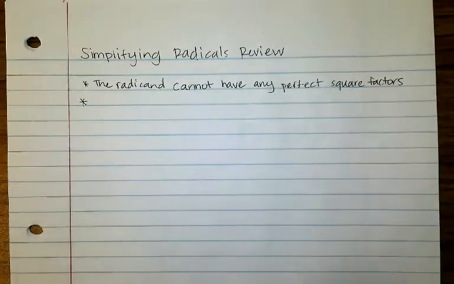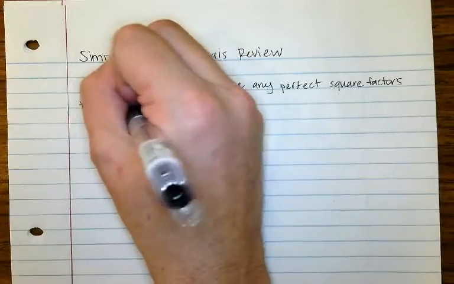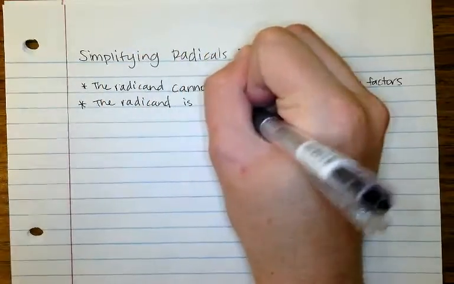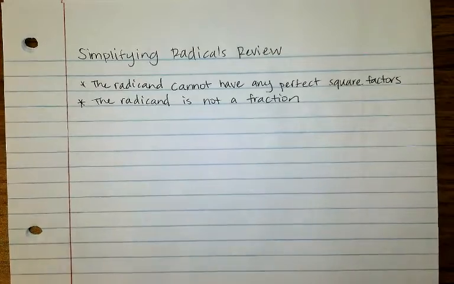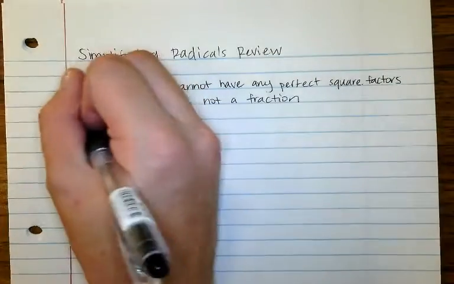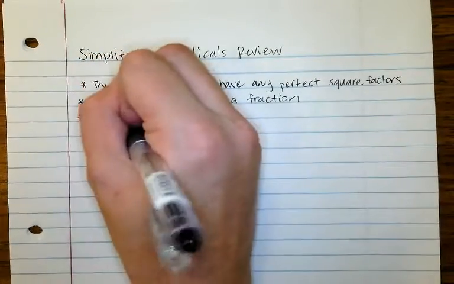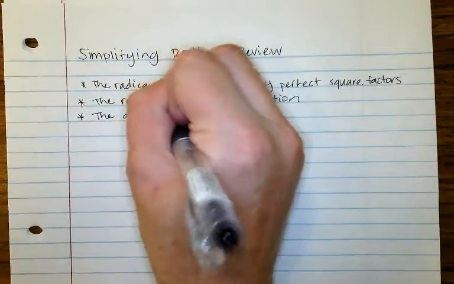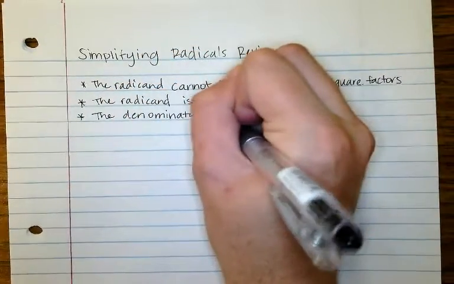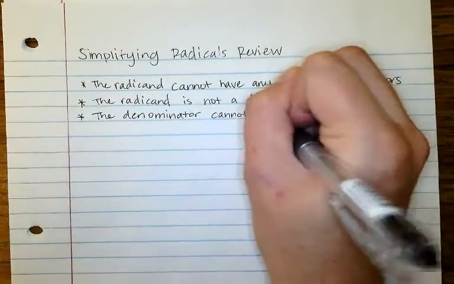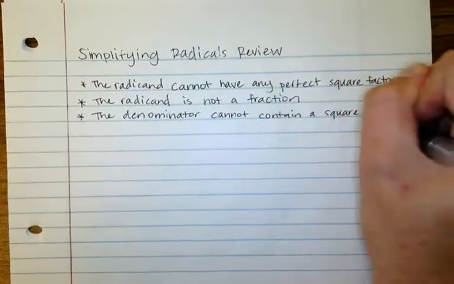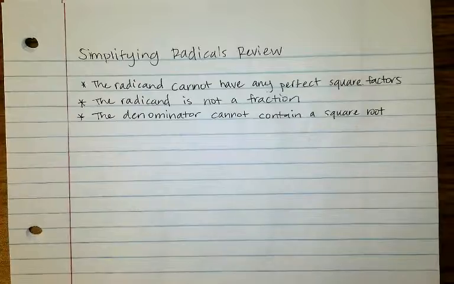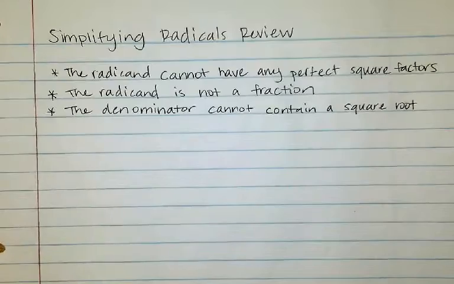The radicand, remember, is the thing under the radical. The radicand is not a fraction. We can't have any fractions for our radicand. And, big one here, the denominator cannot contain a square root, right? So those are our big rules for simplifying radicals.